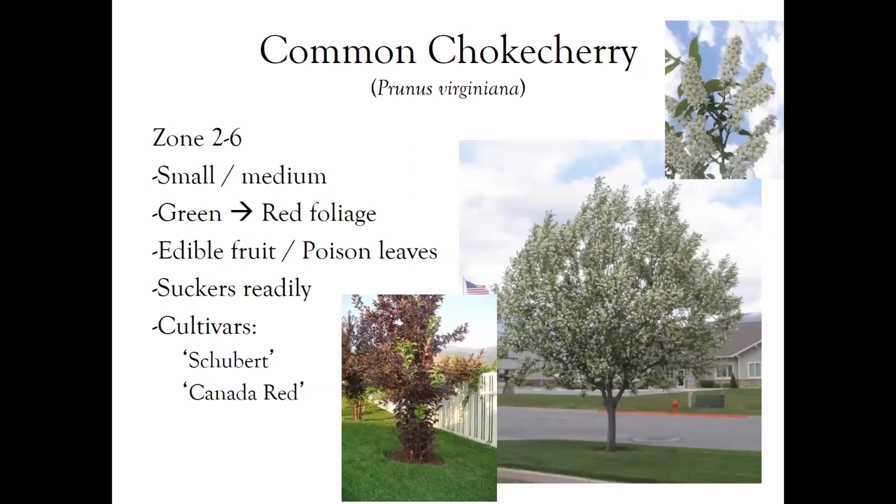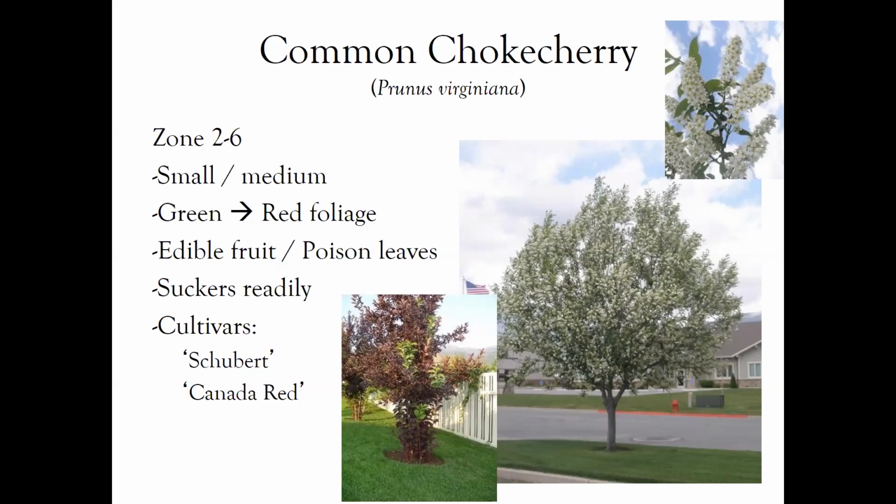Common choke cherry, Prunus virginiana. This is the tree that we see a lot of flowering in the spring, and typically flowers around the time that most of the ornamental pears are flowering, and a lot of the crab apples as well. They do have a cultivar. Well, in fact, pretty much all of them get red foliage.